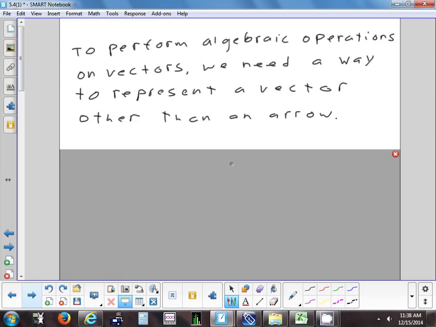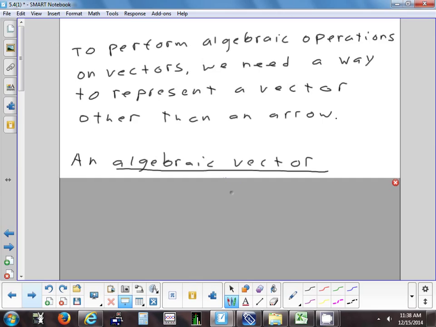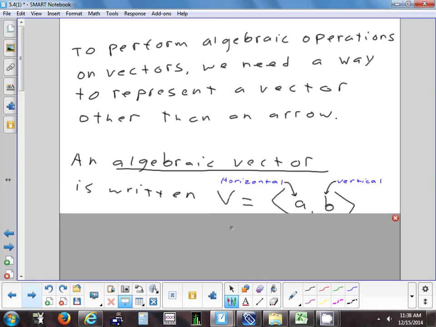So if we're going to start to really do a lot of addition, subtraction, and other algebraic operations on vectors, we need a better way. Drawing all these pictures and diagrams, it's going to take too long. It's too much work to try to draw it perfectly. So we're going to come up with a different notation. Okay, this is called an algebraic vector.